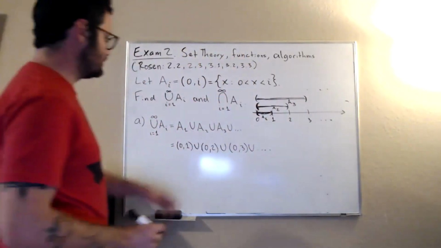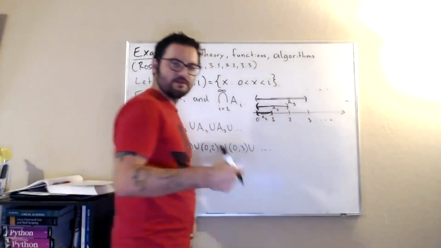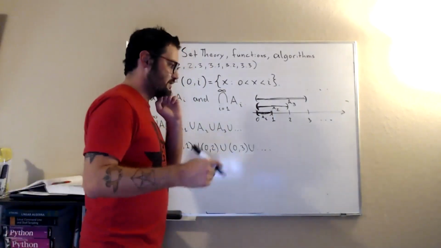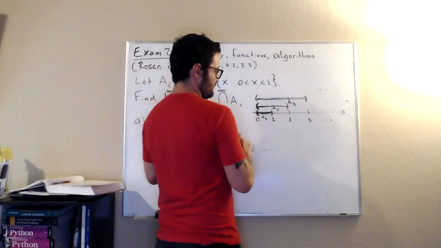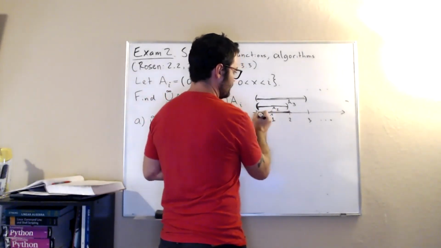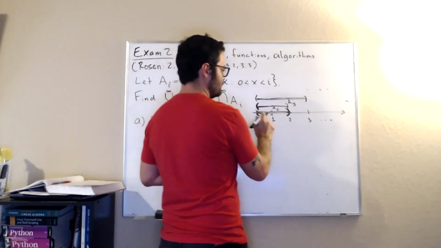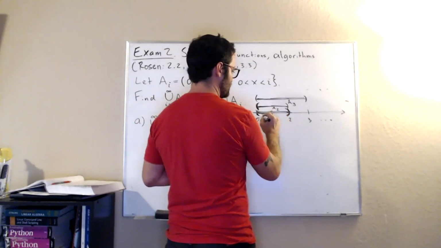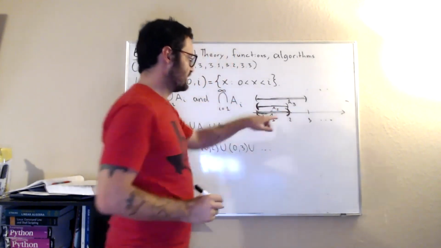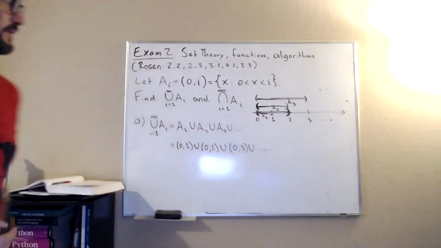So if you take the union of A1 and A2, the union is a collection of elements that are contained in the sets. So the union of A1 and A2 is just all of that. A1 is right there, A2 is all of that. A1 is a subset of A2, so when you take the union, it's just the original larger set.